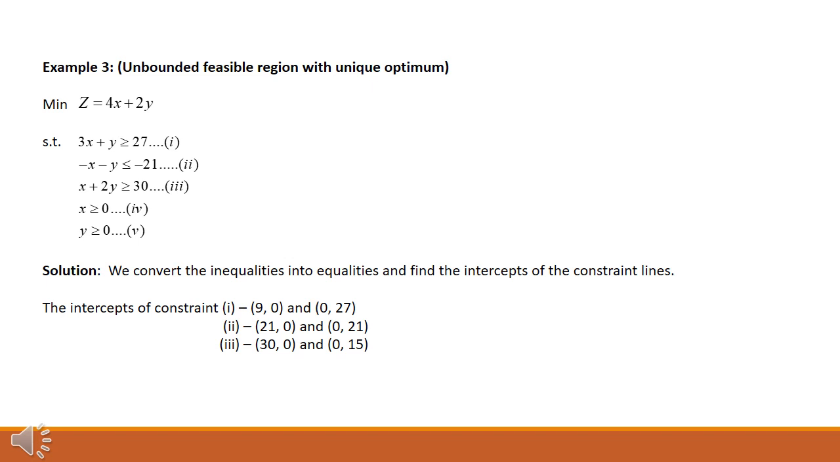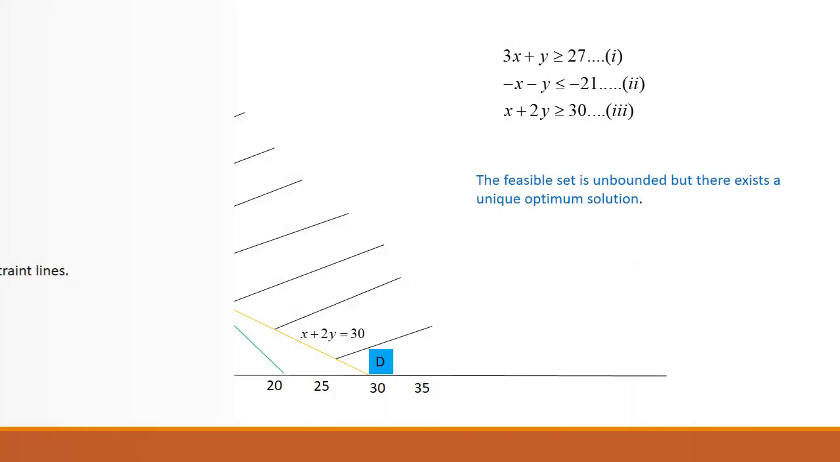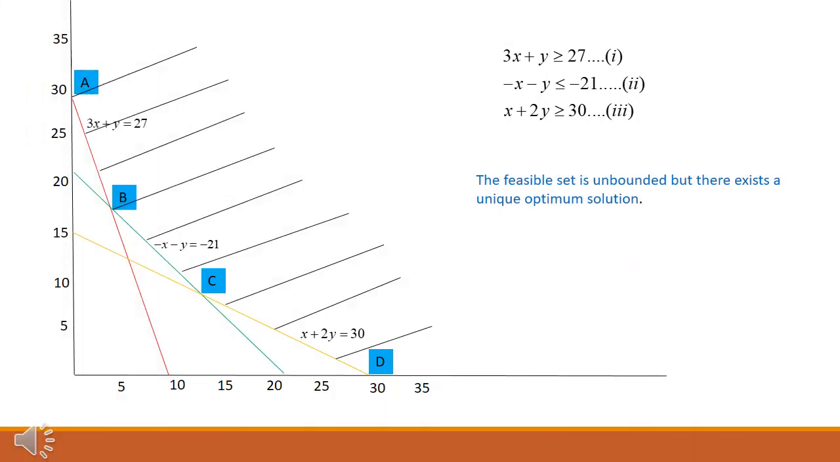Now look at the third example. Minimize 4x plus 2y subject to the inequality and non-negativity constraints. I'm not going into the details of finding the intercepts of the inequalities because we know it by now. I've just written down the coordinates of the intercept points. Here we plot the constraint lines.